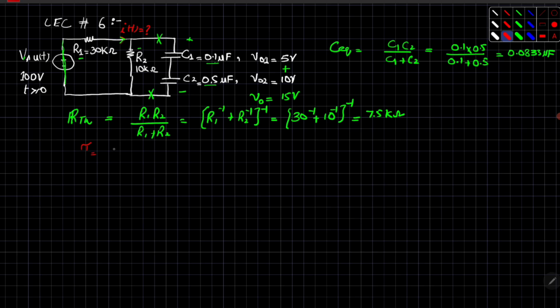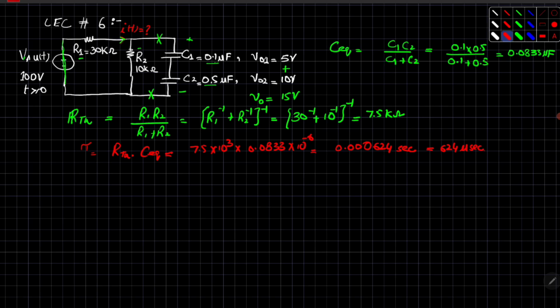So tau is equal to R Thevenin times C equivalent. This will be 7.5 into 10 raised to power 3, because that is in kilo ohms, into 0.0833 into 10 raised to power minus 6, because this is in microfarads. So this will be 0.000624 seconds, and by removing zeros, we can write 624 microseconds.